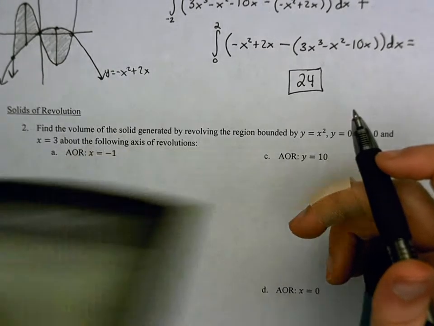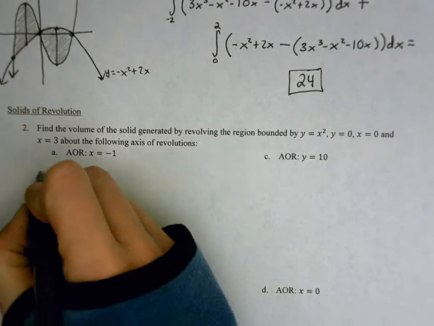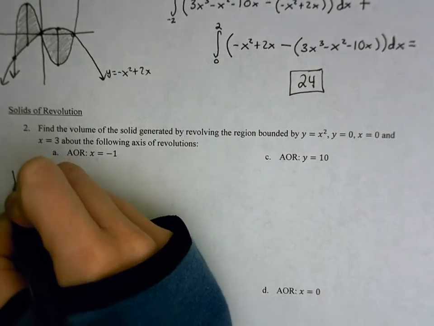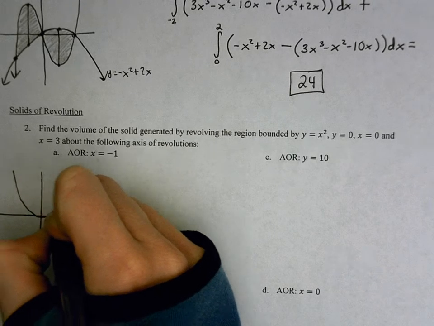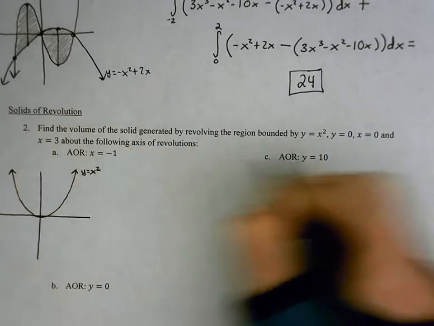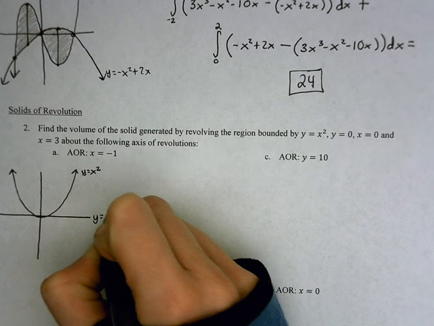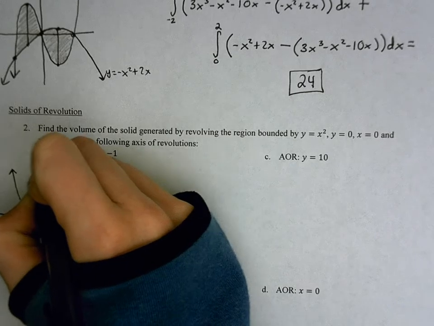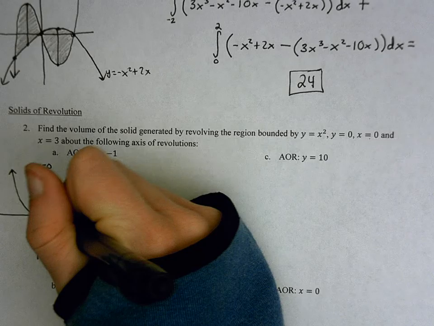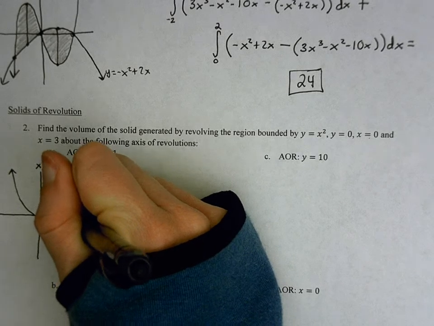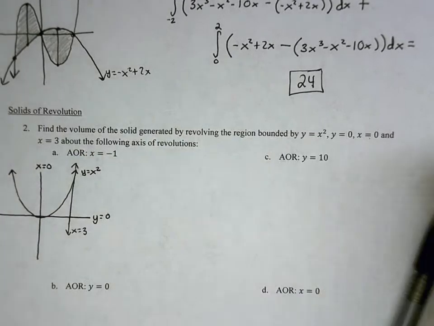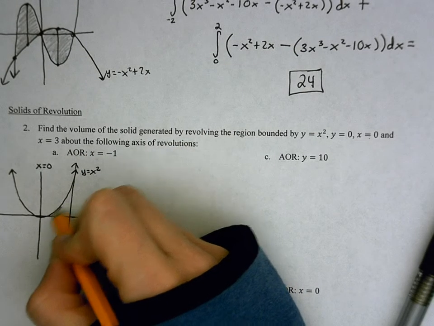Okay, so I'm going to go ahead and sketch that in. Y equals x squared. Okay, and then y equals 0, which is my x-axis. X equals 0, which is my y-axis. And x equals 3, which is a vertical line. I'll go ahead and sketch it here. X equals 3. And so it's this region here.